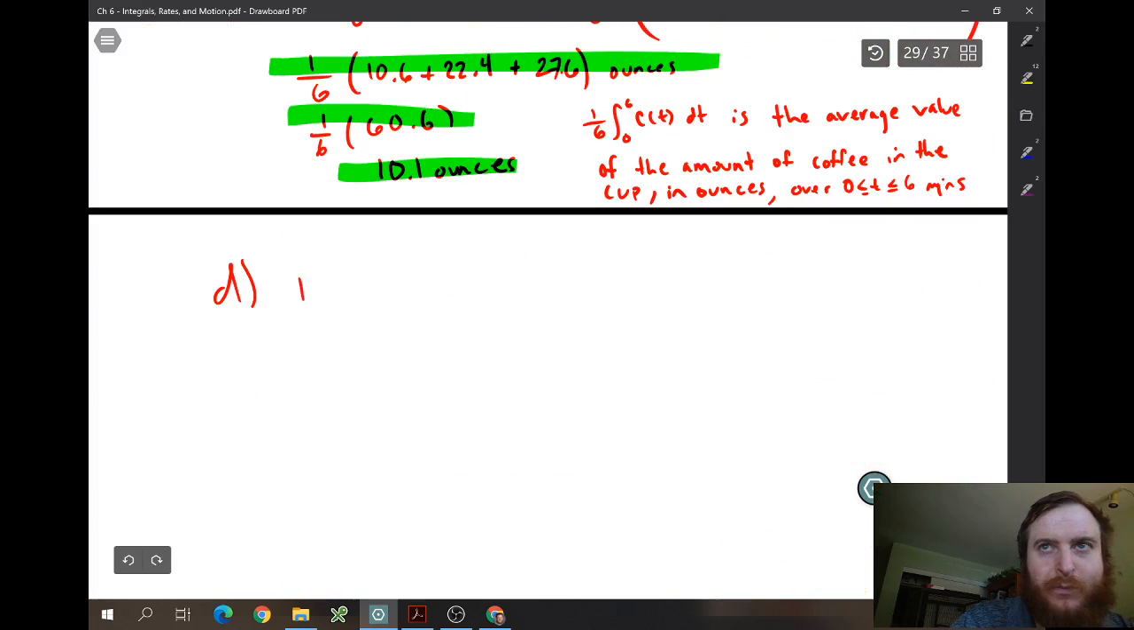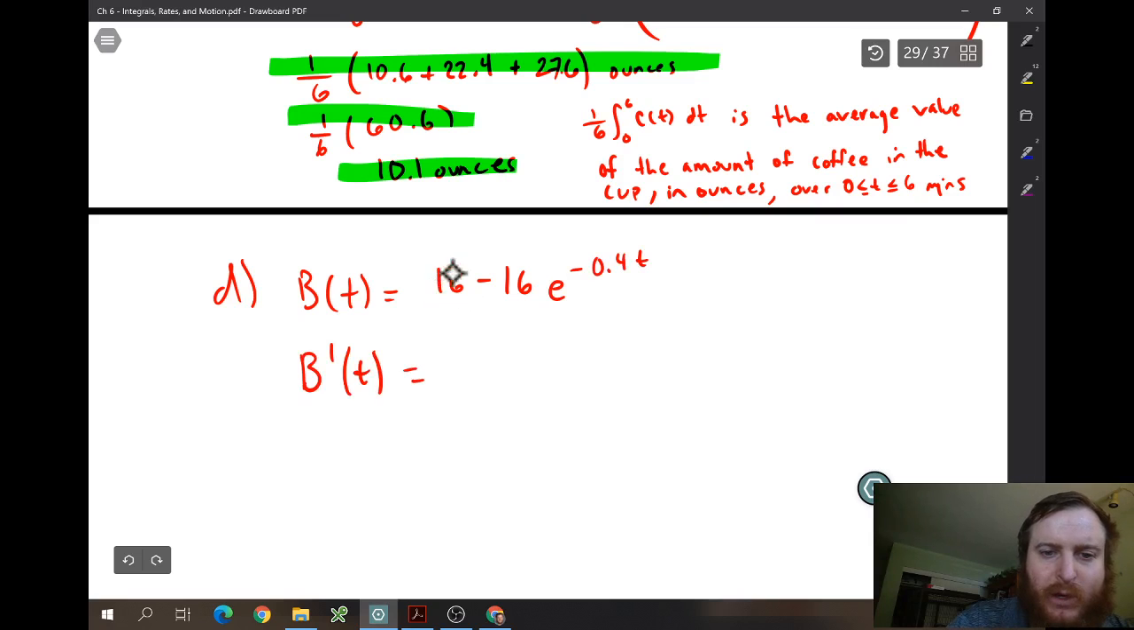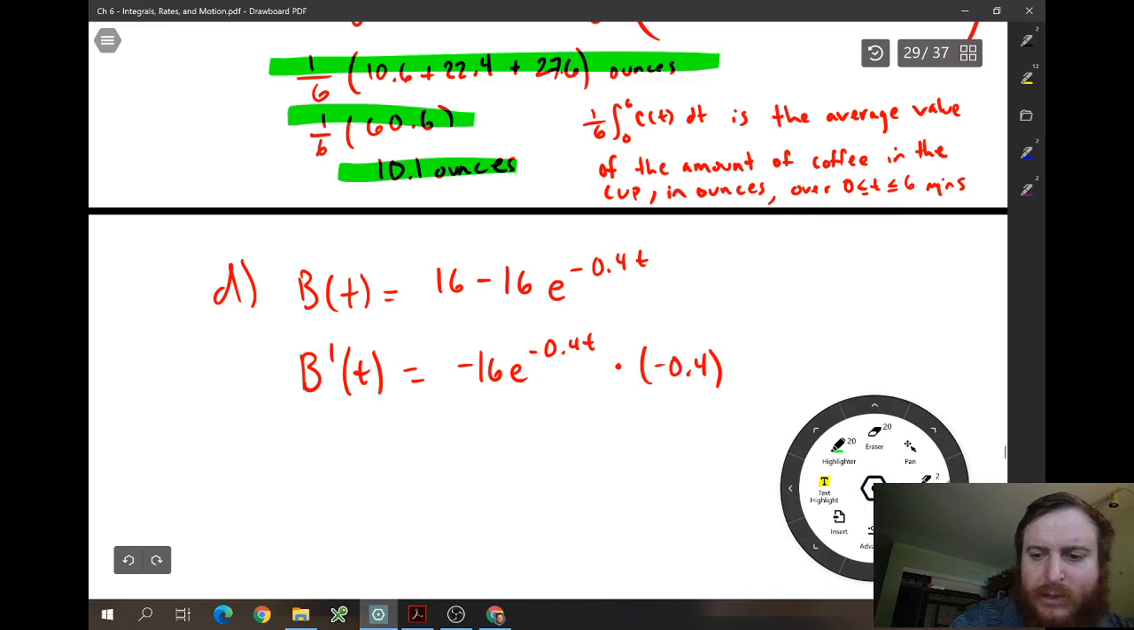So for D, we have b of t equals 16 minus 16 e to the negative 0.4t. We want to find b prime of t so that we can then find b prime of 5. So derivative, 16 goes away. This is going to be negative 16 e to the negative 0.4t times negative 0.4, right? That's chain rule. The derivative of e to the x is e to the x times the derivative of, chain rule. So this is e to the box times the derivative of the box.